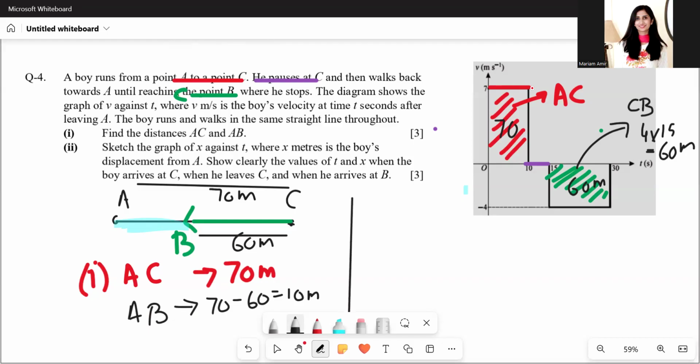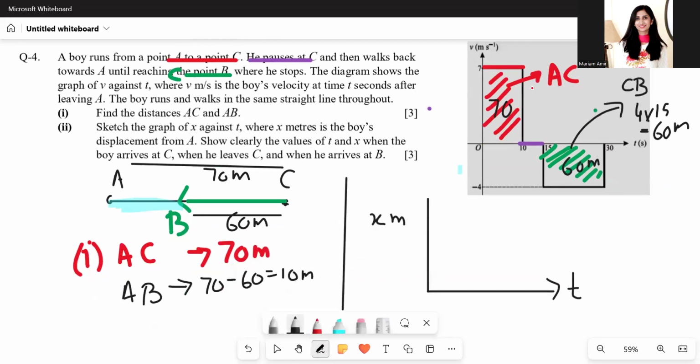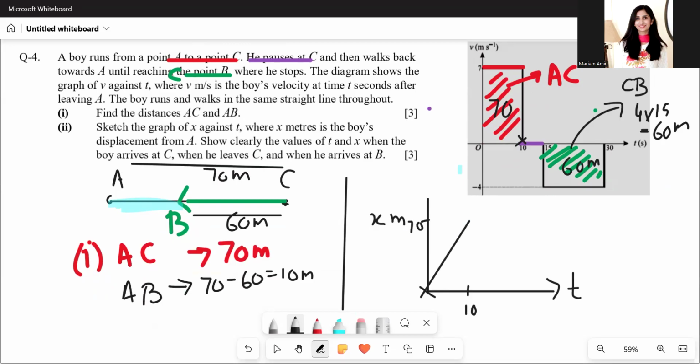Part 2 says sketch the graph of x against t, where x meters is the boy's displacement. x is the displacement, and t is the time. So at time 0, the displacement is 0. Then at time 10, the displacement is 70. So I'm going to mark 10 here and 70 here and make a line like this.